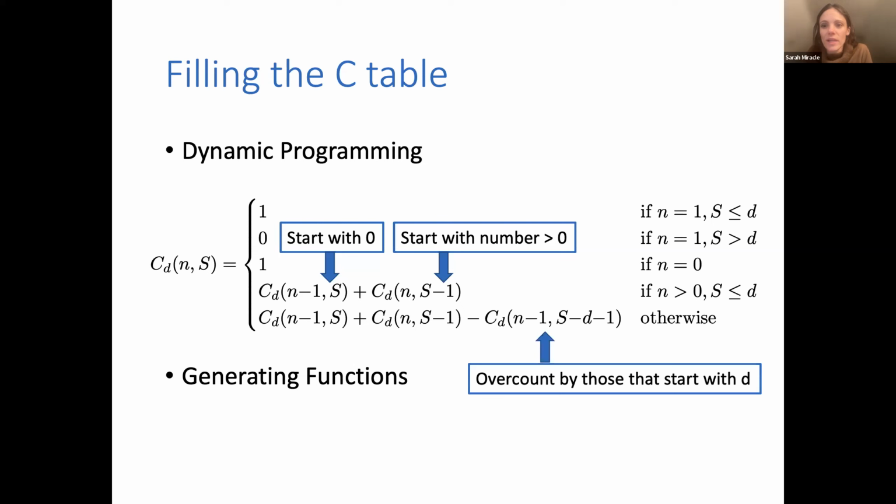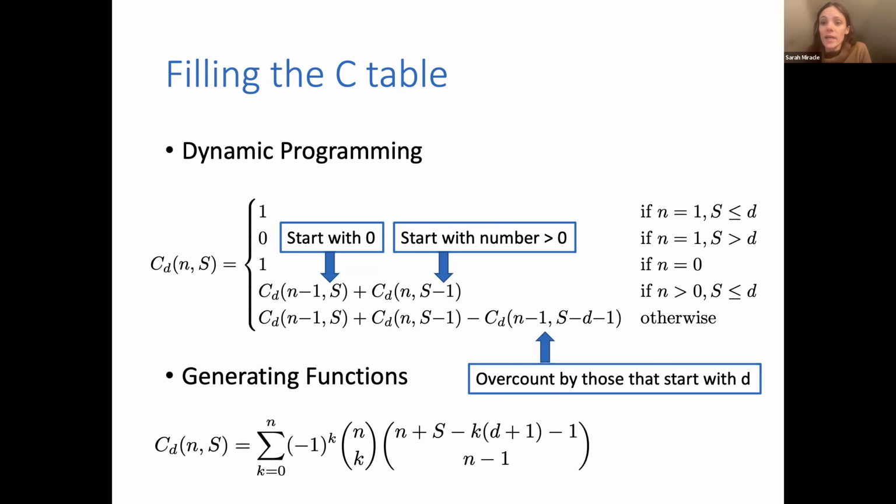I mentioned that in our second ranking algorithm, we only need to look at log n rows of the table, or 2 log n at most, log n if it's a power of 2. But with the dynamic programming version of filling the table, you would need to fill out all rows, so you wouldn't get that improvement. So we can also fill the table using generating functions, and that allows us to only fill the rows that we need, and we can take advantage of the fact that we only need those log n rows of the table.